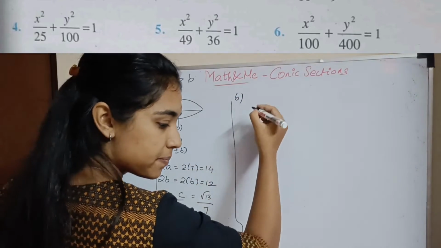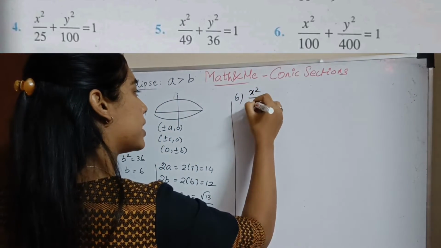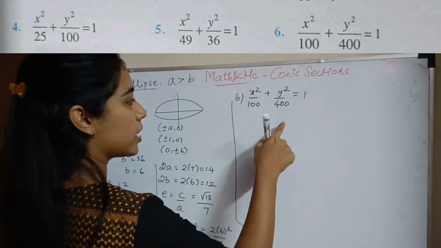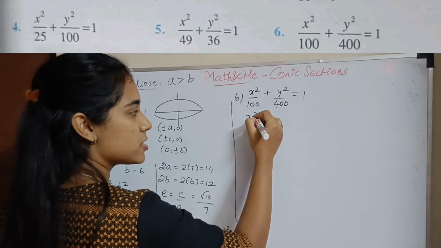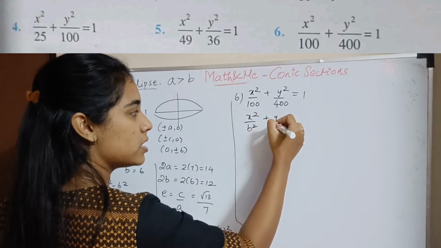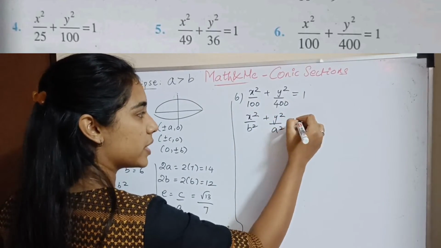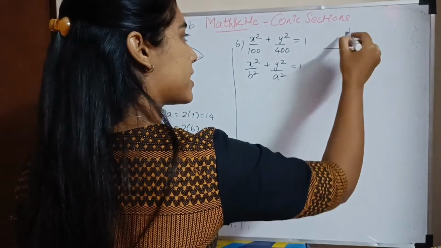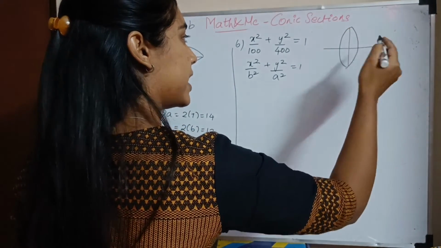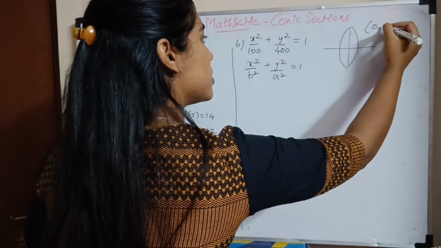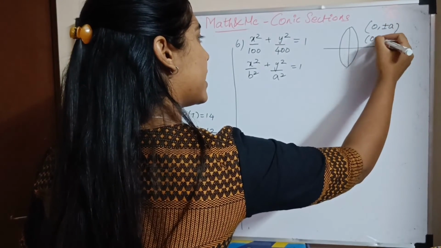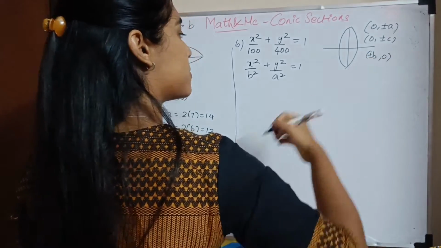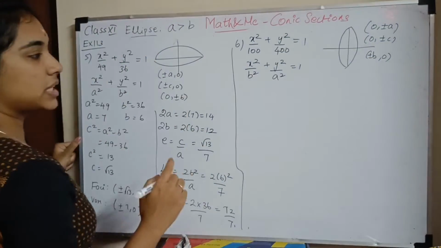Question number 6. x square divided by 100 plus y square divided by 400 equals 1. a square is greater than b square. So it is of the form x square by b square plus y square by a square equals 1. So how will the ellipse look? It will be along the y axis. So this is my ellipse and the coordinates will be 0 comma plus or minus a. If a is known, 0 comma plus or minus c. What is my other one? Plus or minus b comma 0. Okay, if we know one, we can write the rest.